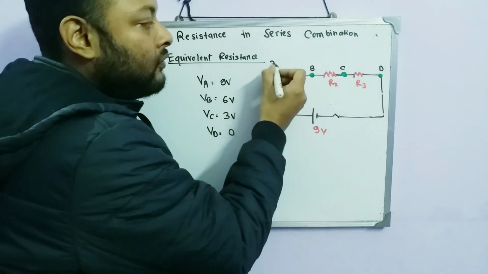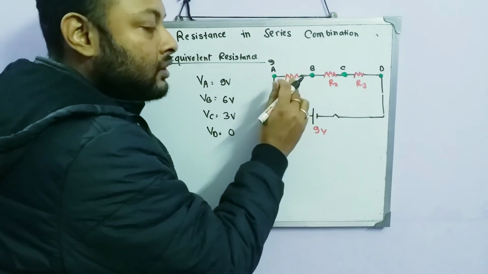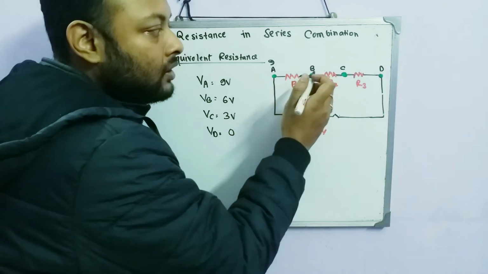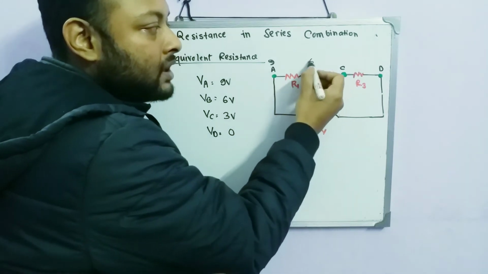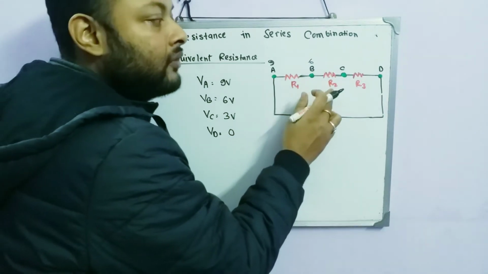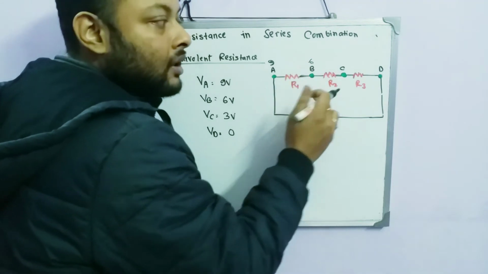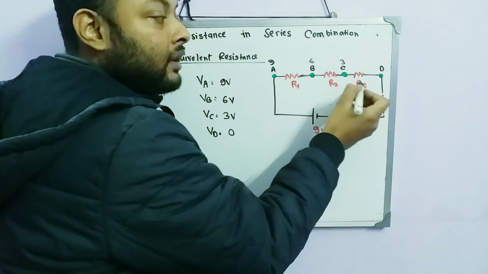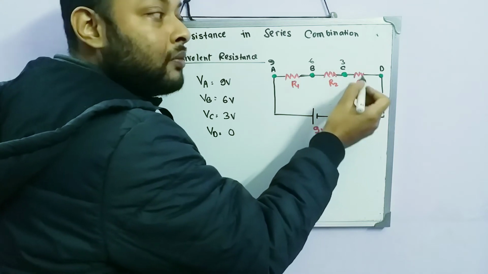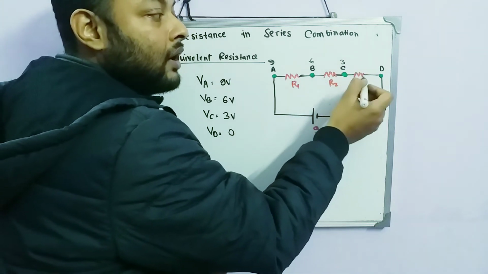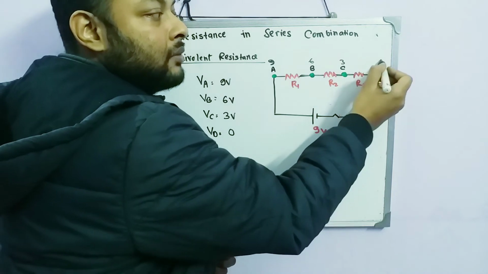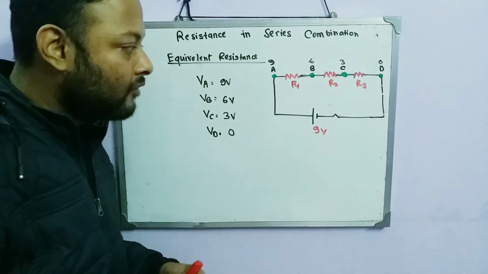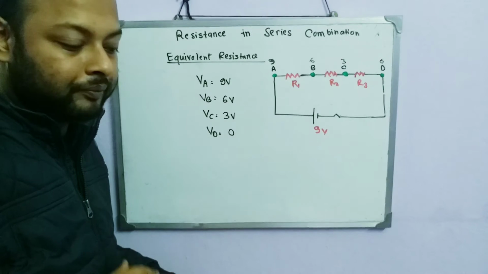So over here 9 volt, 3 volt is consumed by resistance 1. So at B, I have 6 volt. Then again 3 volt is consumed from this 6. So at C, I have only 3. 6 minus 3 is 3. Then this resistance 3 will consume another 3 volt. So at D, 3 minus 3 becomes 0. So you have to understand this logic.